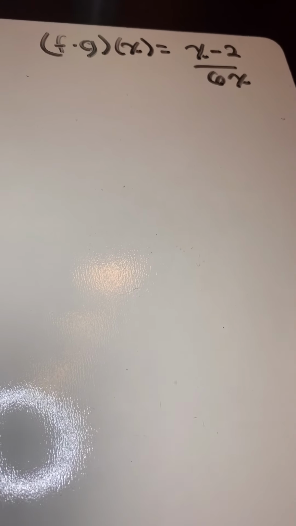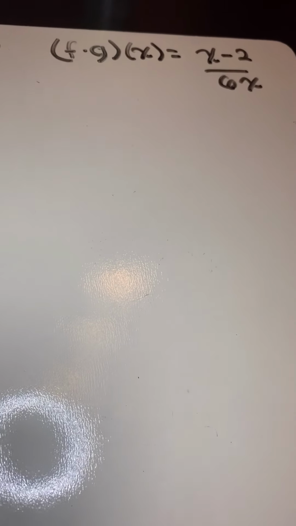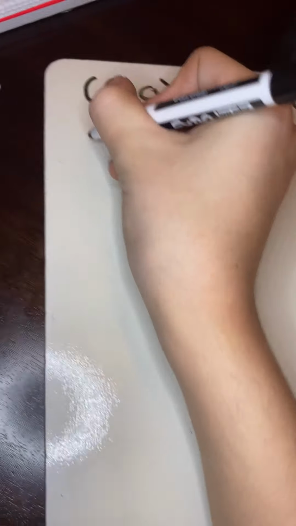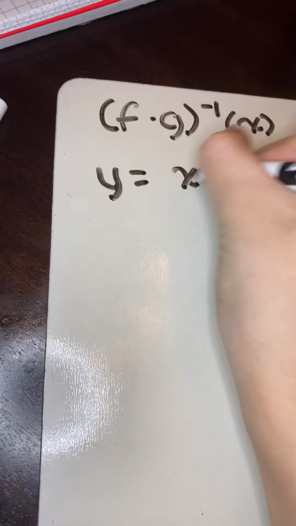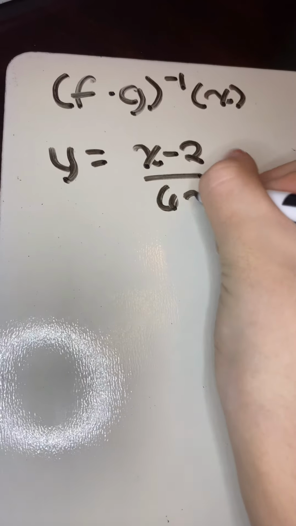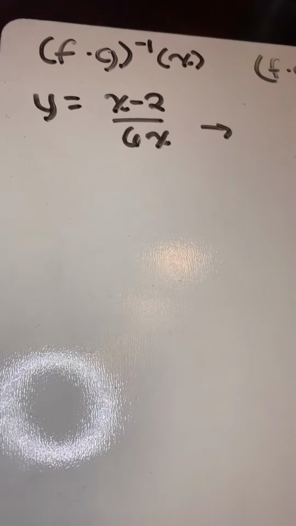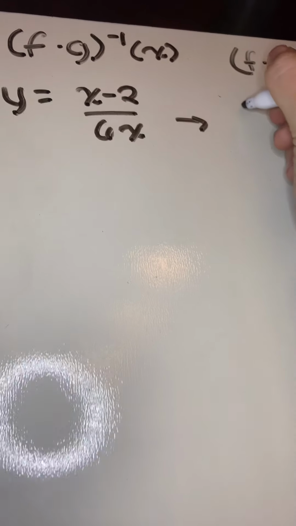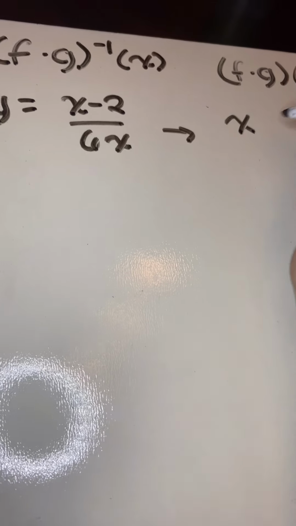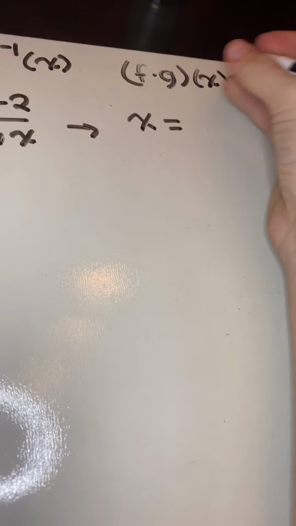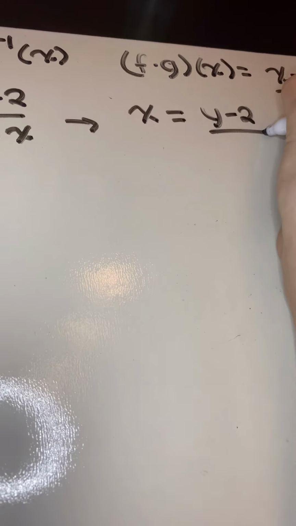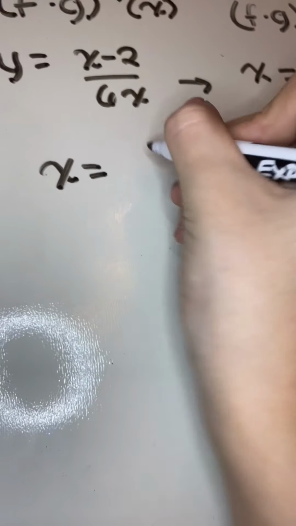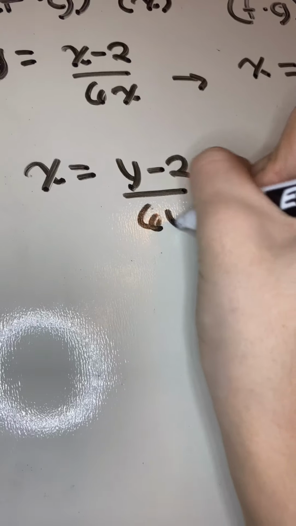So in order to find the inverse of it, we would have to change the x variables to y's and the y's to x's. So what I mean is, instead of y equals x minus 2 over 6x, we have to change the y to the x and the x to the y's, right? So you're going to change the y to x, that equals y minus 2 over 6y. So let's read it again here. Y minus 2 over 6y.